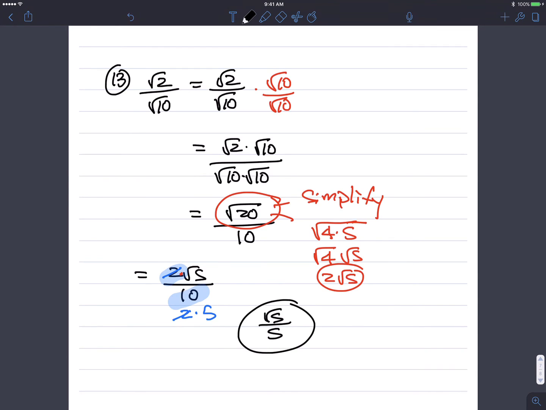I cannot cancel these 5's because there's no radical in the denominator. So this is a simplified answer, and we have to simplify. So let's write it a little bigger and say that the square root of 5 over 5 is our answer. This is number 13. Number 15.